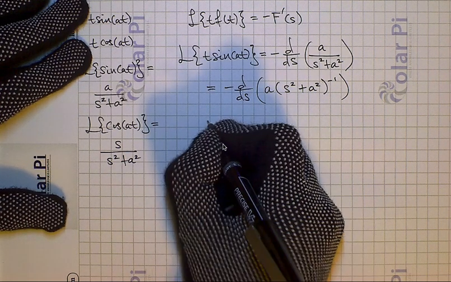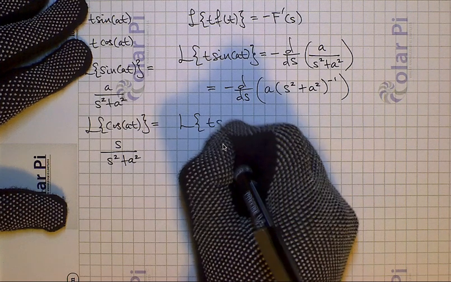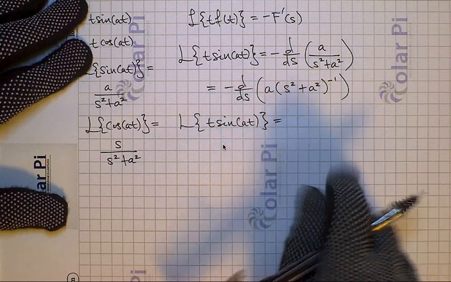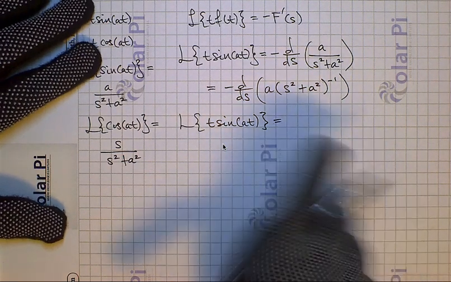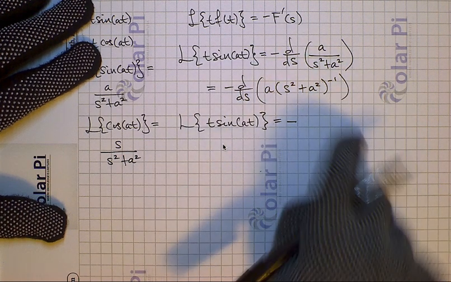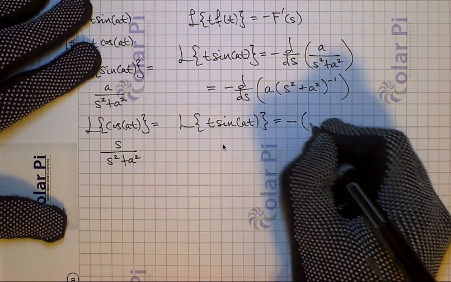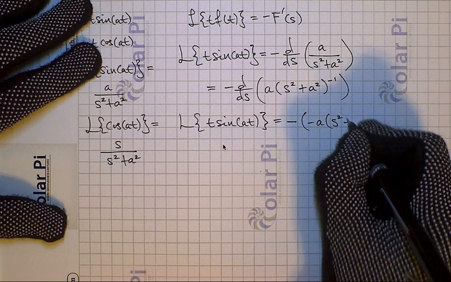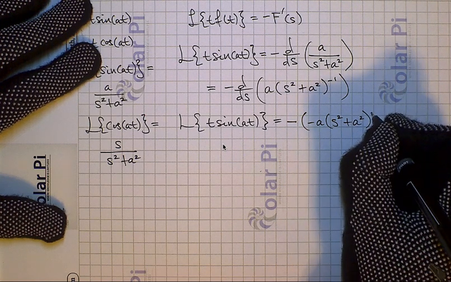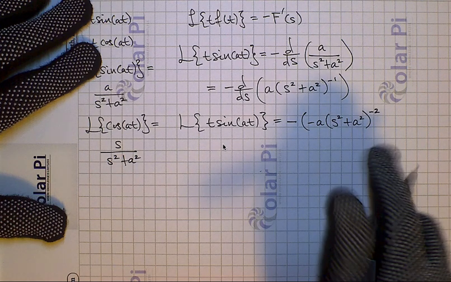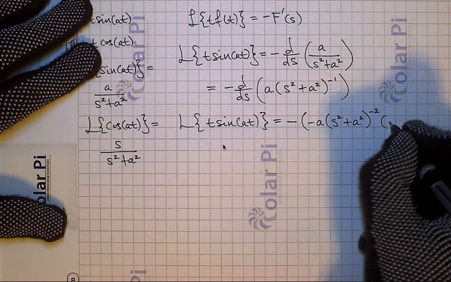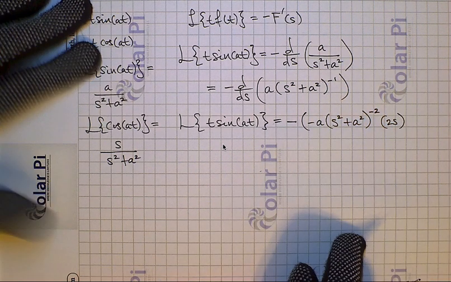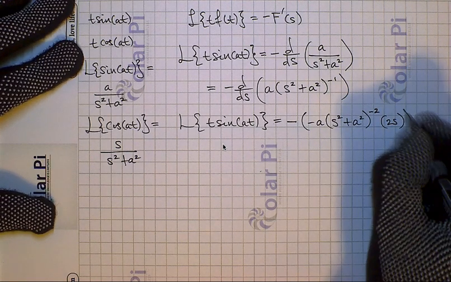Okay, cool. So the Laplace transform of t times sine at is equal to the negative of, what's the derivative here? Negative 1 times a is negative a, and then times s squared plus a squared. Got to decrease the power by 1, so negative 2 power. And then by chain rule, we need to multiply by the derivative of s squared plus a squared, which is just 2s, since a is a constant, and therefore a squared is a constant. Yeah? Okay, cool.